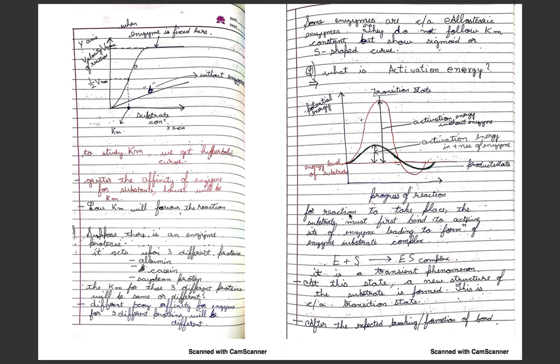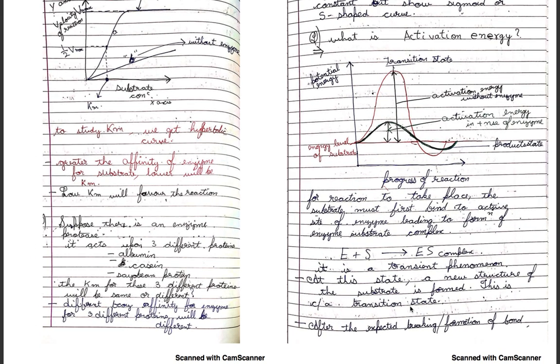Now, for the reaction to take place, the substrate must first bind to the active site of the enzyme, common sense, already read, leading to the formation of the enzyme substrate complex. It is a transient phenomenon, that is, it is temporary.